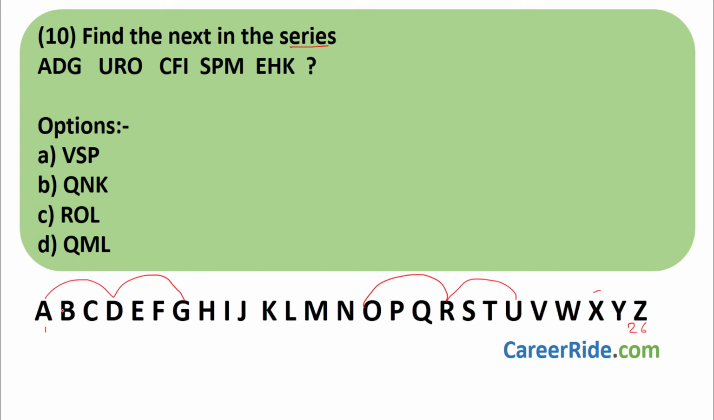C, F, I. Okay, skip 1. Then we have C over here. C, F, I. Again, skipping 2. But here the distance between A and C is 1. So SPM, again over here, SPM, again between U and S the distance is 1, A and C the distance is 1. E, H, K. C and E distance is 1. H, K. So the answer will be Q, N and K. Q, N, K. Answer is B, because the distance between Q and S is 1. Here also C and E distance is 1.